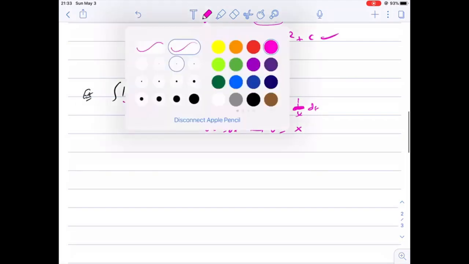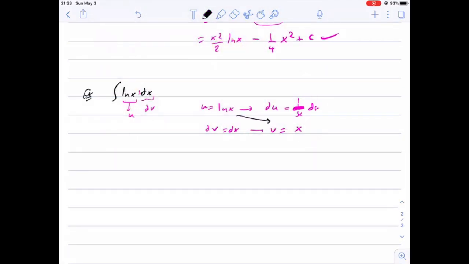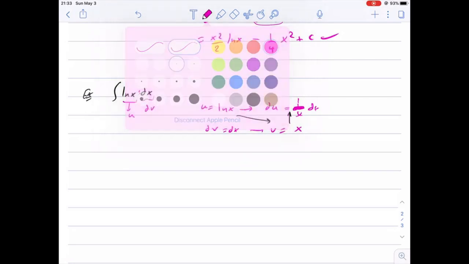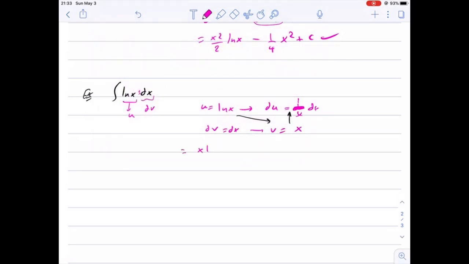And then we multiply this way and then find the integral of that product. So we have x natural log x, u times v, minus the integral of v times du. This is x natural log x minus the integral of 1 dx. This is x natural log x minus x plus c.